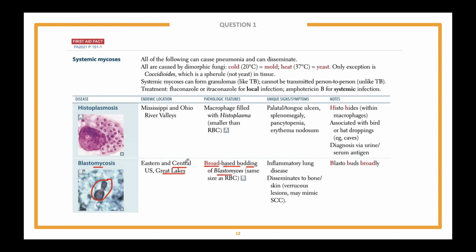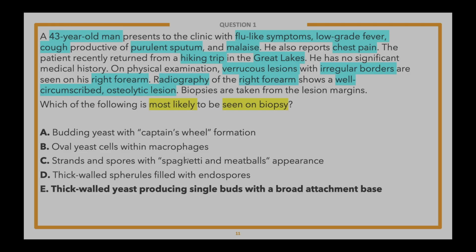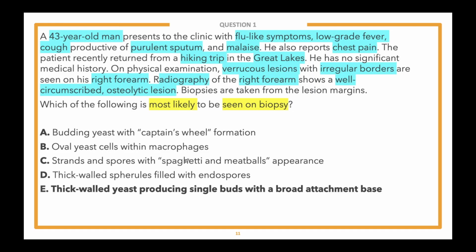And now that we can see that answer choice E is a correct answer, let's talk about what the other answer choices are getting at. So D, hopefully you guys picked up that thick-walled spherules filled with endospores is consistent with cocci or coccidioidomycosis. Usually you see that in the southwestern part of the US, and it can cause a pulmonary infection, but you wouldn't see those verrucous lesions and bone lesions like you do with blasto.